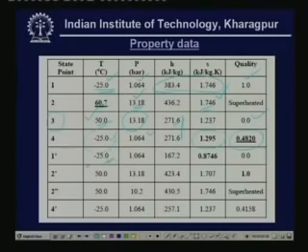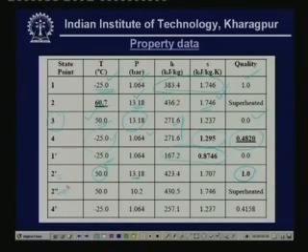And point 1 dash is saturated liquid at evaporator temperature. So, you can find out easily enthalpy and entropy. Point 2 dash is the saturated vapor at 50 degree centigrade. You can see that for saturated vapor, quality is 1, temperature is 50 degrees, pressure is 13.18. So, you can find out the rest of the properties.